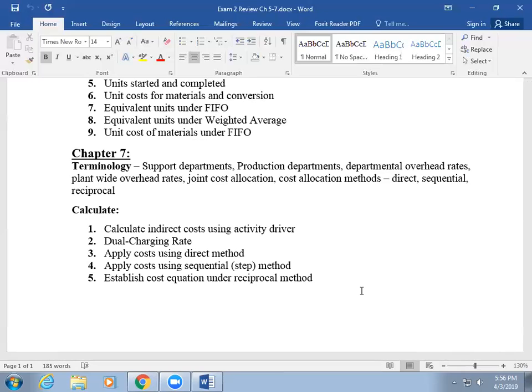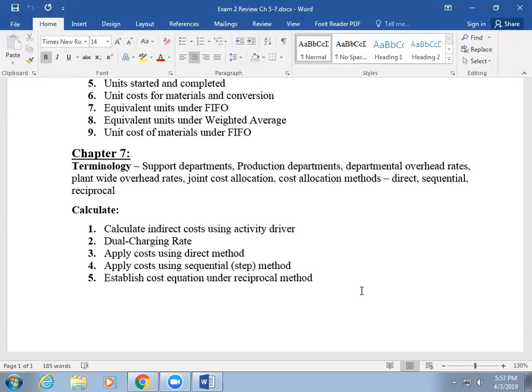And then as far as what you need to know to calculate, you'll calculate indirect costs using an activity driver. So really, that was more of the plant-wide overhead rate, when you're only doing one activity driver. I'm pretty sure I took the dual charging rate off of there, so don't worry about that one. That's when you had a variable rate and then a fixed amount that you were allocating. So you can line through that one. You will not do a dual charging rate.